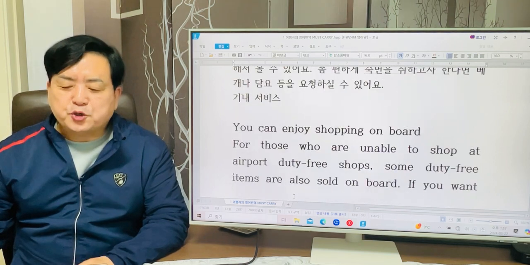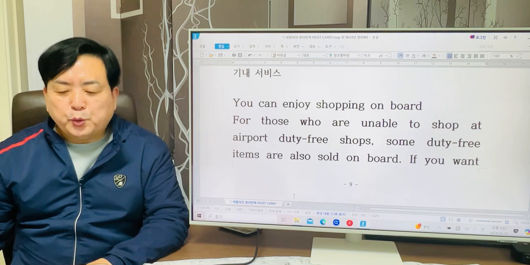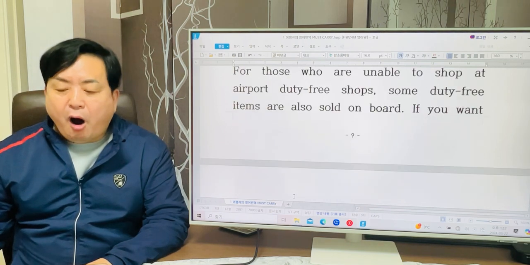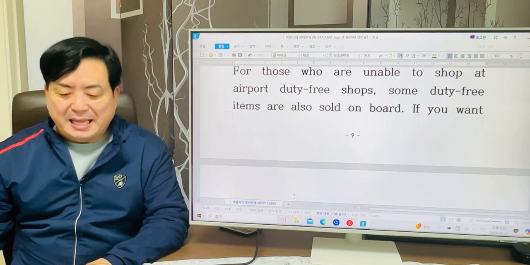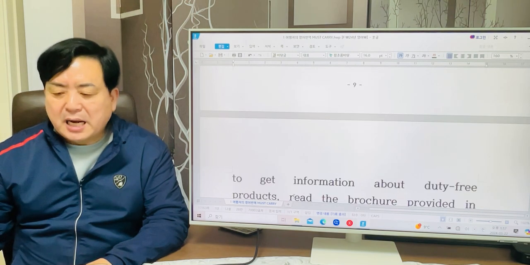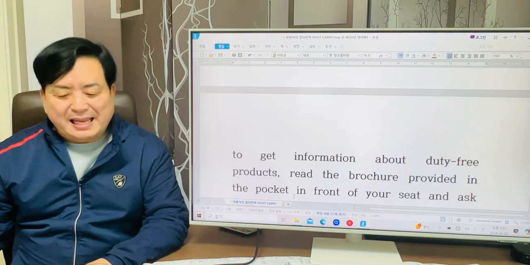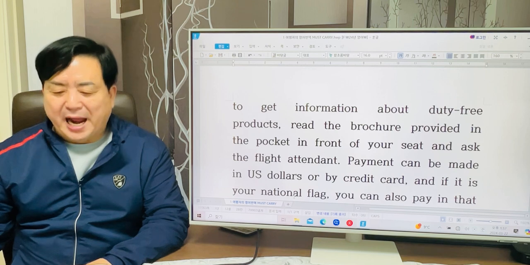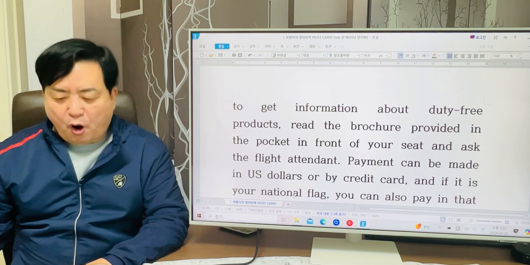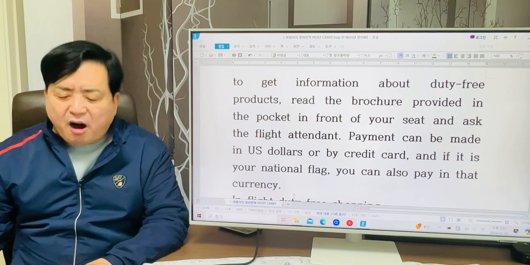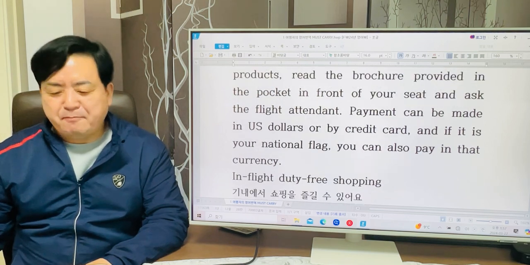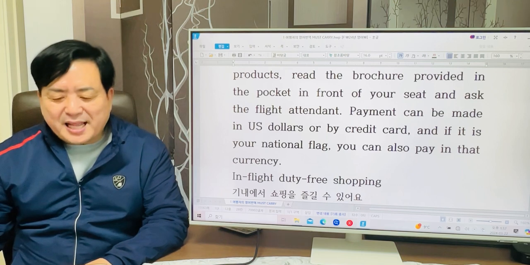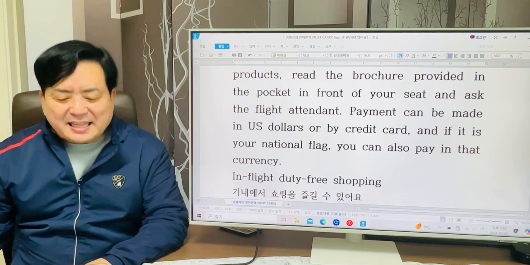You can enjoy shopping on board. For those who are unable to shop at the airport duty-free shop, some duty-free items are also sold on board. If you want to get information about the duty-free product, read the brochure provided in the pocket in front of your seat and ask the flight attendant. Payment can be made in US dollar or by credit card, and if it is your national flight, you can also pay in the currency.